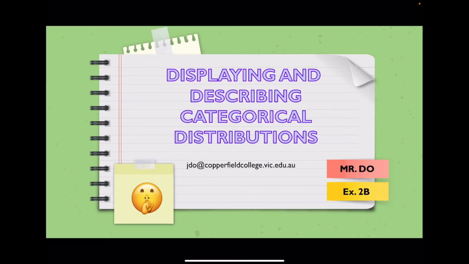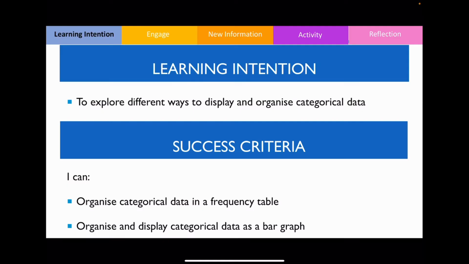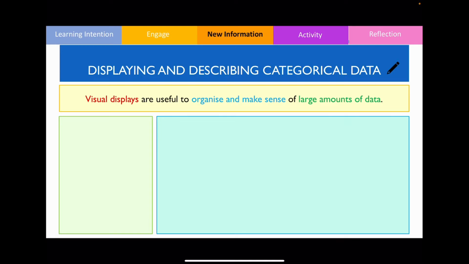Class, in this video we're going to be looking at displaying and describing categorical distributions. The learning intention of this video is for us to explore different ways to display and organize categorical data. When we're collecting large amounts of data, it's really important for us to organize these data in a meaningful way so that we can actually make sense of it.